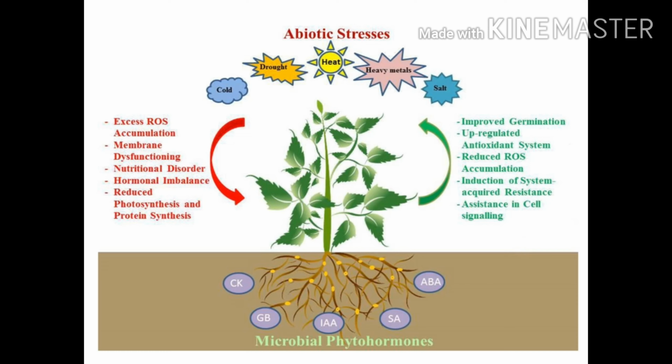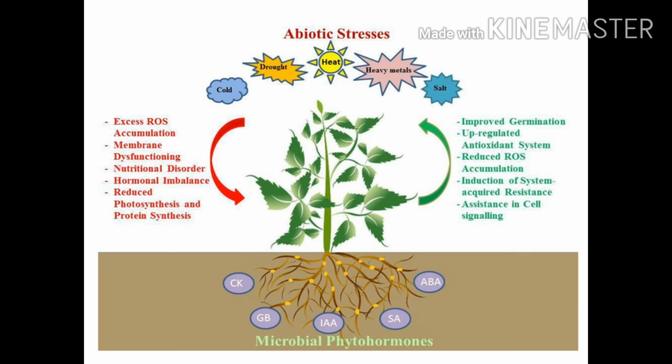how the abiotic stresses like cold, drought, heat, heavy metals and salt stresses are affecting the plant kingdom, I can list out one by one. The excess reactive oxygen species accumulation will cause membrane dysfunction and nutritional disorder, and hormonal imbalance that also reduces photosynthesis and protein synthesis.